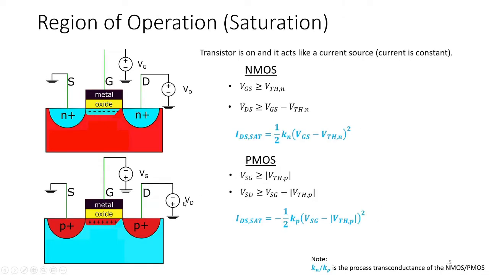The next region is the saturation region. This region occurs if the transistor is on and the value of VDS is greater than VDSAT. This is when the channel pinches off on the drain side, and the current here is constant. Constant means that it is independent of the value of VDS.